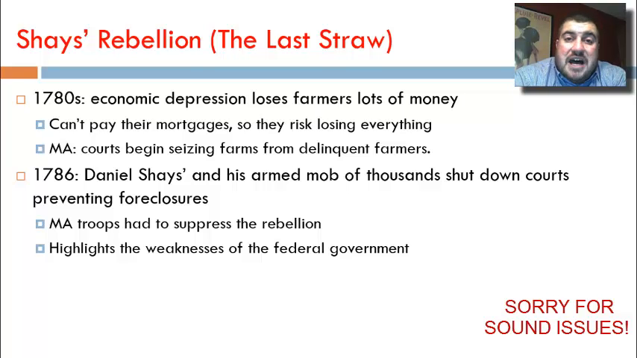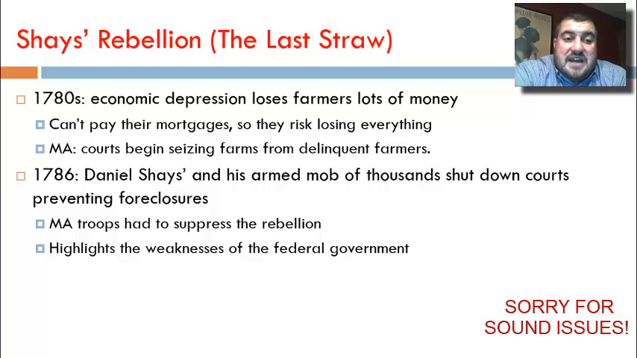And so in 1786, Daniel Shays and his armed mob of thousands of other farmers shut down the courts, because if you can't go to court, you can't foreclose on somebody's home. And Massachusetts troops have to come in and suppress the rebellion, and this just highlights the weaknesses of the federal government, and this has all of the rich white folks scared out of their gourd. Like, what if these poor farmers are going to rise up against us and take over the government? I mean, we got to do something.